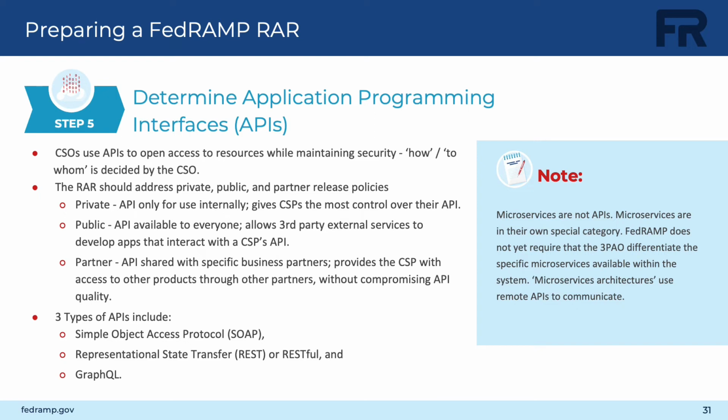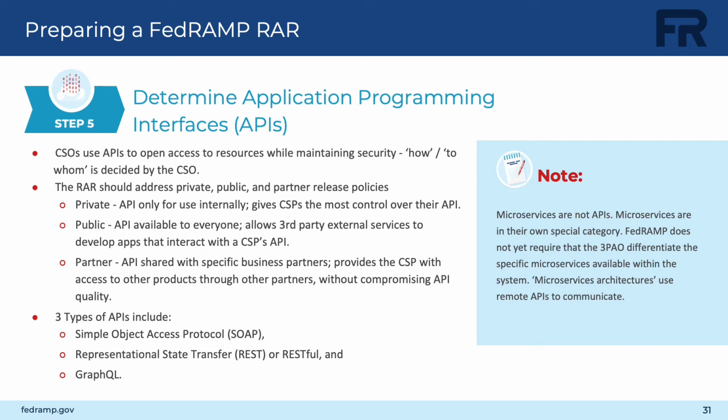This allows third-party external services to develop apps that interact with CSP's API. And third, the partner policy means the API is shared with specific business partners. This provides the CSP with a broad reach through other partners without compromising API quality.